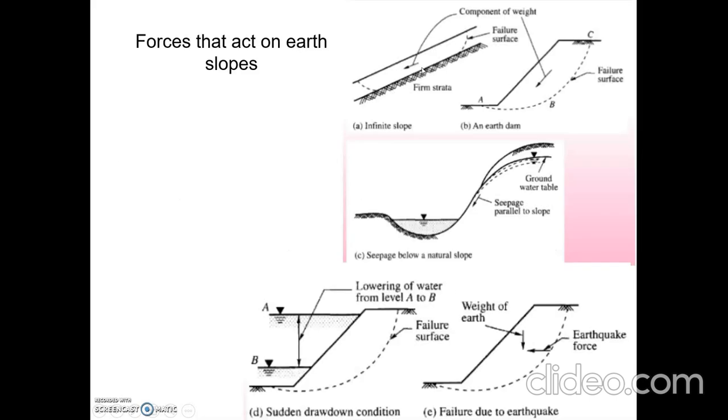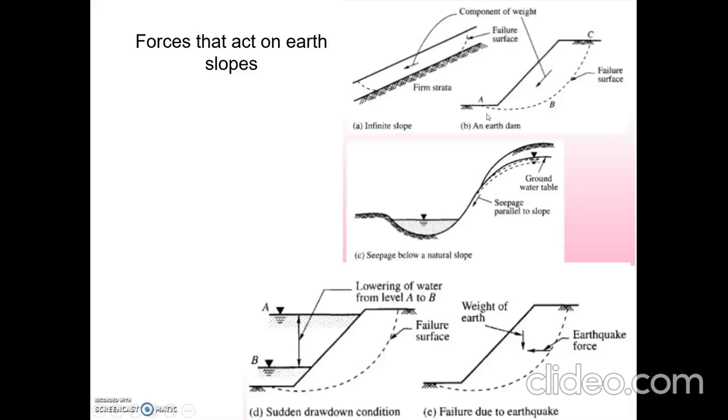Here we can see the forces which are acting on earth slopes. This is an infinite slope, which is shown by a solid line. And this arrow indicates the downward movement of the soil mass, that is nothing but the component of the weight. Due to downward movement of the soil mass, there will be failure of the slope. And this failure is being shown here with the dotted line, which is referred to as failure surface.